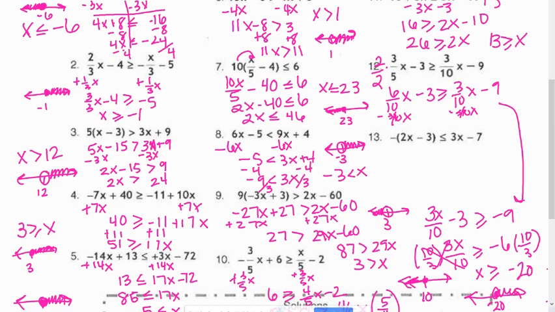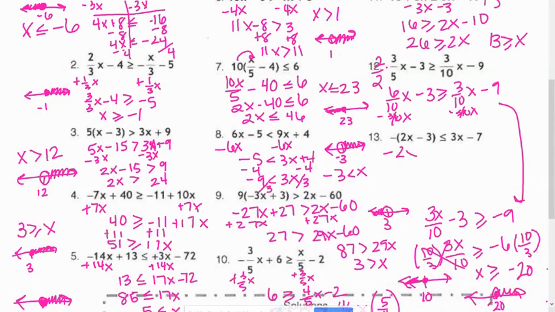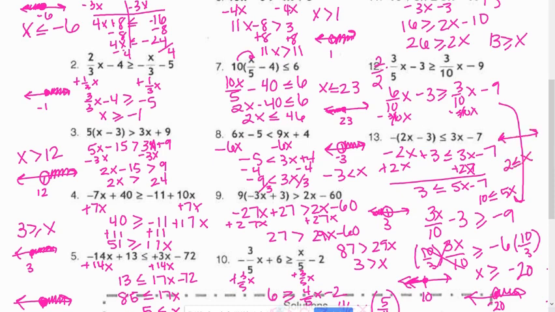And then the last one here, I'm going to -2x plus 3. I'm going to add 2x to both sides. 3 less than or equal to 5x minus 7. Add 7 to both sides, and I get 10 less than or equal to 5x. Divide by 5, and we get 2 less than or equal to x. Or you could say x greater than or equal to 2. It would be a closed circle, and all the way to the right. Those are all of them solved.